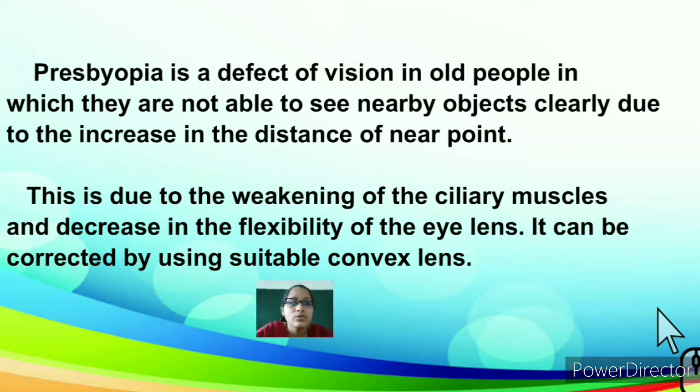So those were the two major defects. There are other defects with respect to the eyesight too. That is presbyopia. We can see it in old aged people. That is, neither can they see the near one nor the far distance point. It's because the flexibility of the ciliary muscles, that is contraction and relaxation, is lost or decreased. So it can be corrected by using a convex lens.